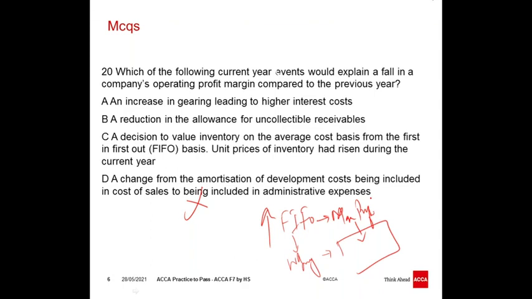When there is a reduction in the allowance for the receivable, it will increase the profits. An increase in the gearing will affect the profit before tax. So the right answer for this question is C.